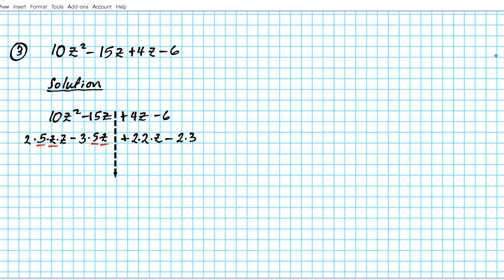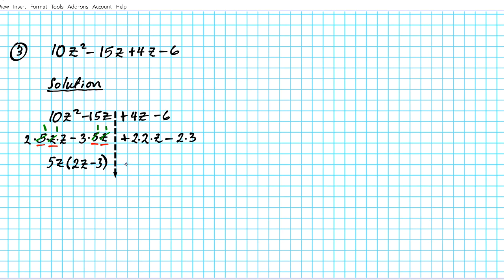Okay, so what we're going to do now is we're going to factor out that GCF and divide it out. So we're going to factor out 5z and then divide it out. So that's 1. And then divide out the z that we factored out. And we are left with 2 times z, which is 2z minus 3.